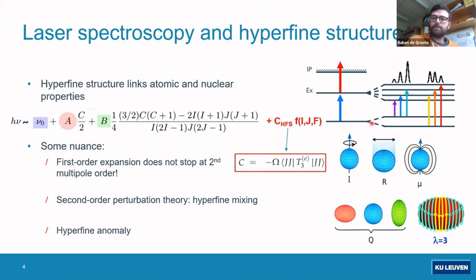The shift of a level in the atomic structure is proportional to some constant times some spin factors, and this constant is the product of the moment and some atomic structure matrix element, so something related to the actual fine structure level.